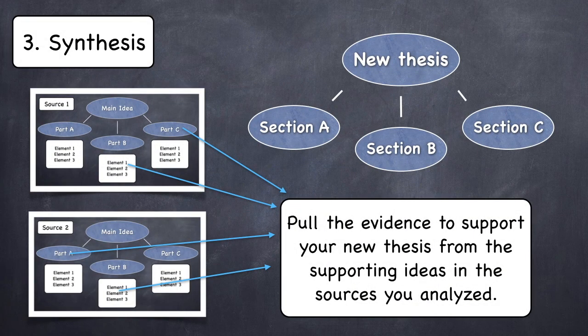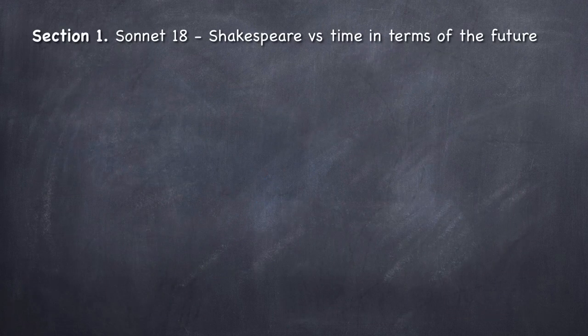And here's how it looks visually. We already have our new main point. We have our 3 supporting points: the future, the past, and the present, which is the solution. So we have those. Now all we need to do is pull the evidence to support our new thesis from the supporting ideas in the sources we analyzed. Now we have enough information to outline the body of our essay.